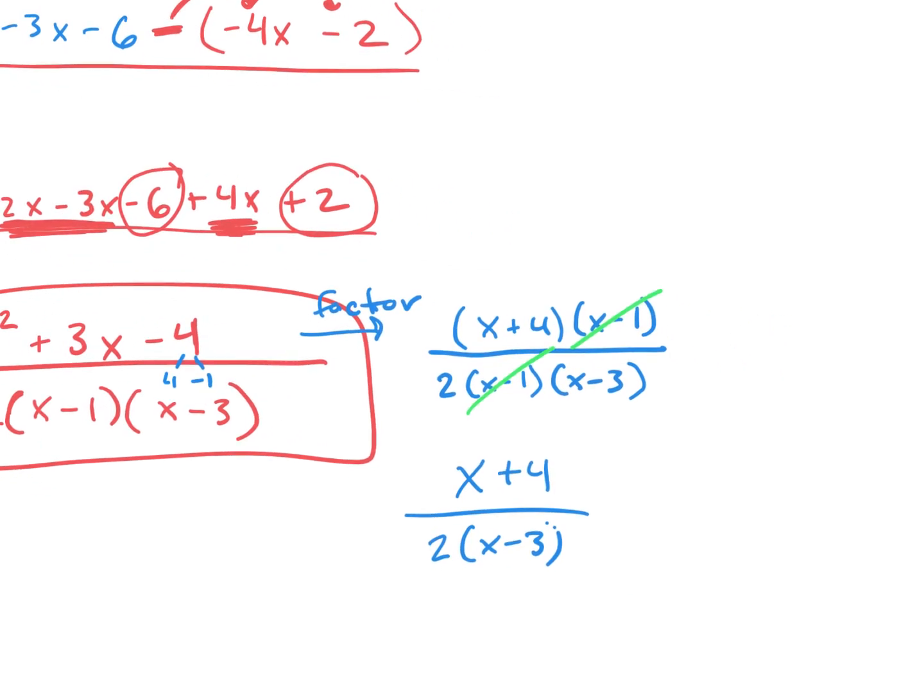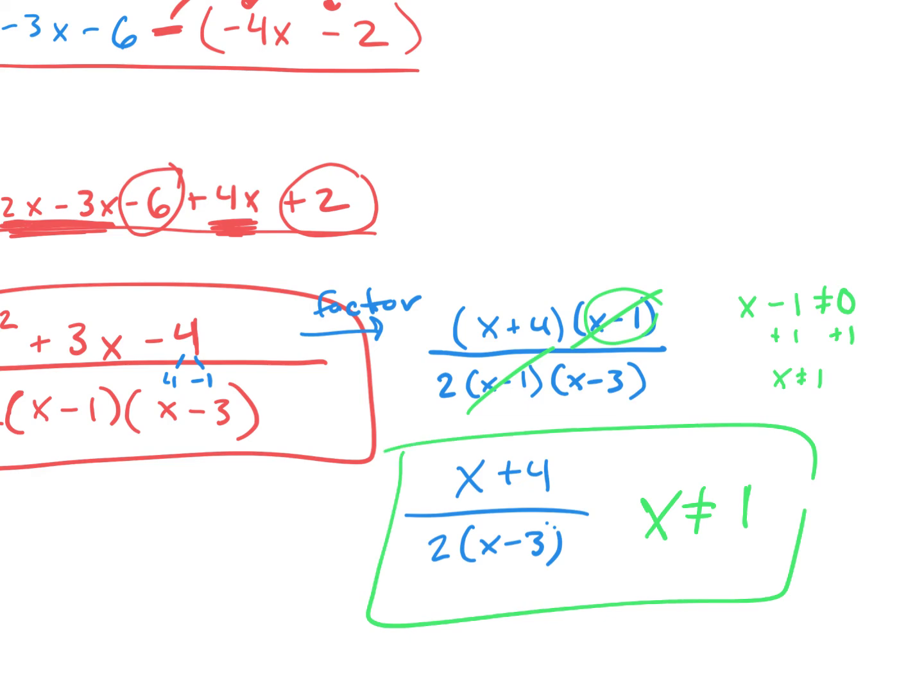And what is our restriction? What can x not equal? X cannot equal 1, because we had set whatever we canceled out, x minus 1, not equal to 0. Add 1 on both sides. X does not equal 1. So this is our answer.